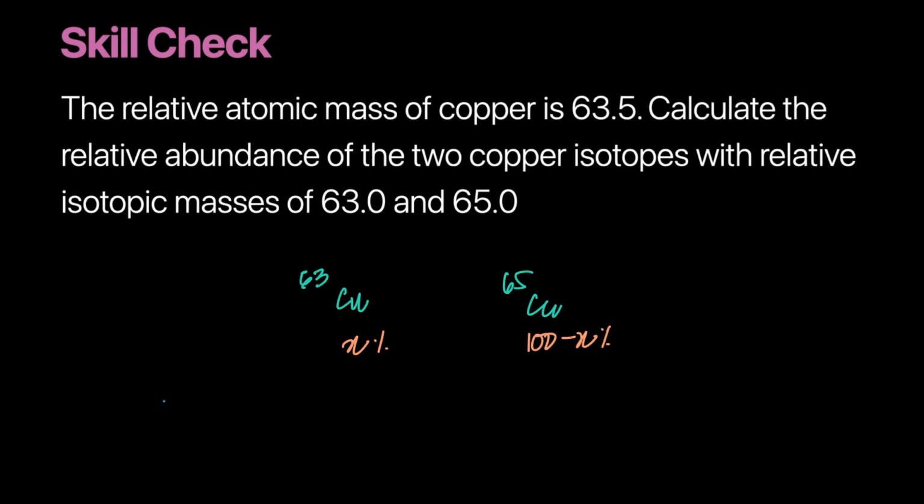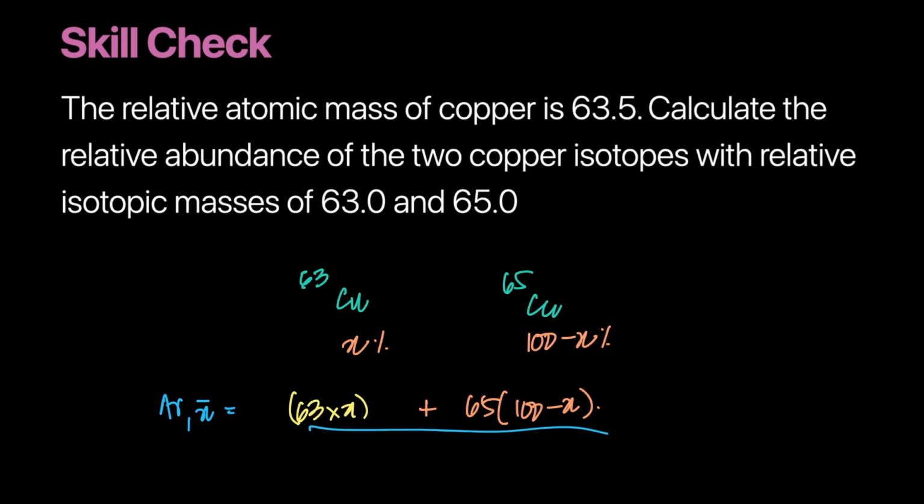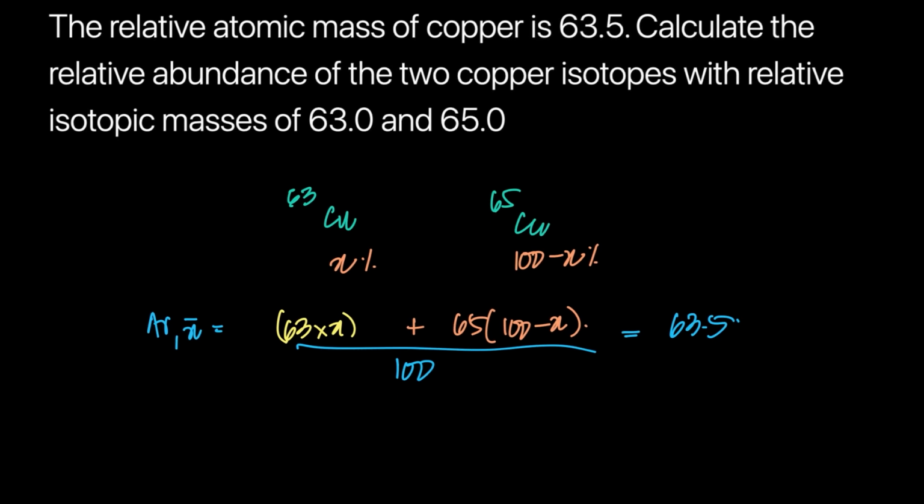And how does one solve this? Well, the AR, which is the weighted mean, would be 63 times X plus 65 times 100 minus X, and the total is over 100, and this equals the AR, which is 63.5. Here the value for X will come out to 75. So this is 75% and that is 25%.